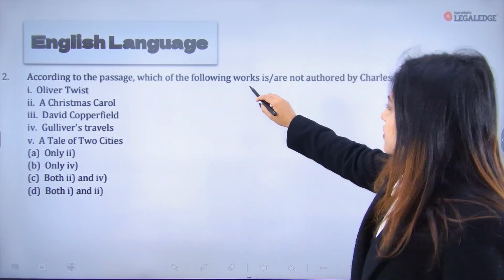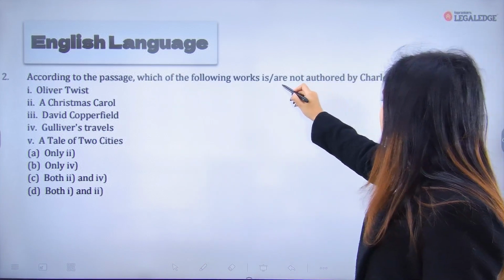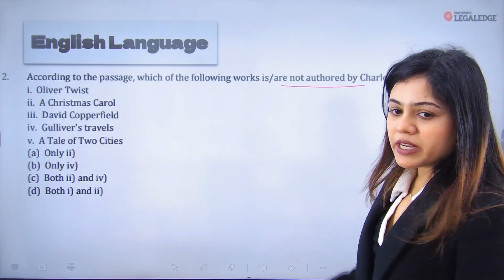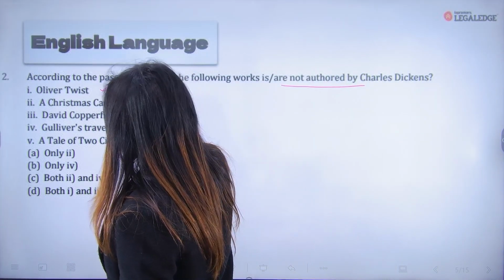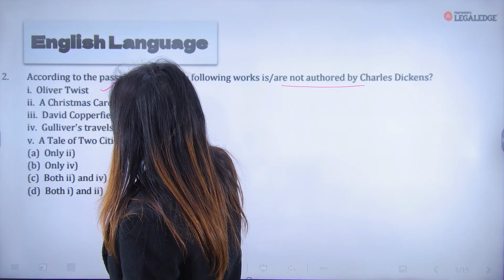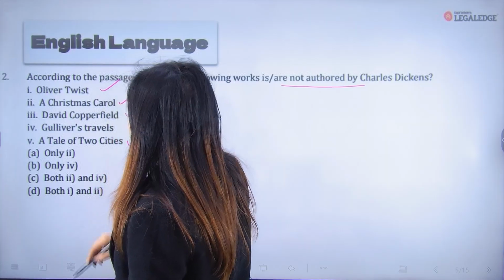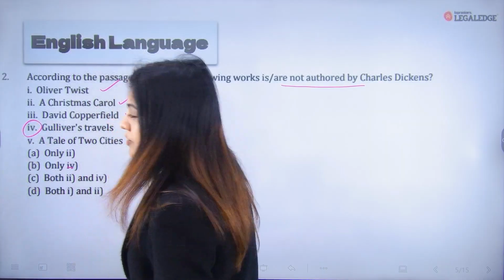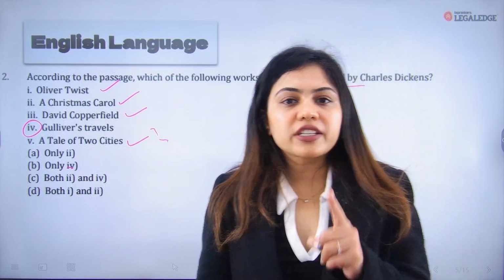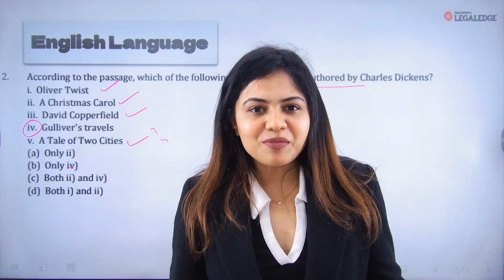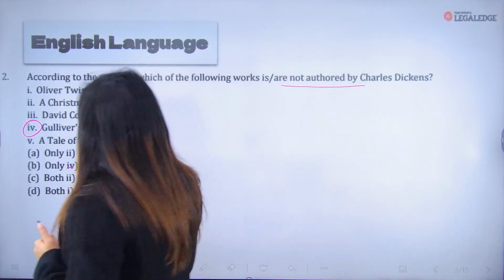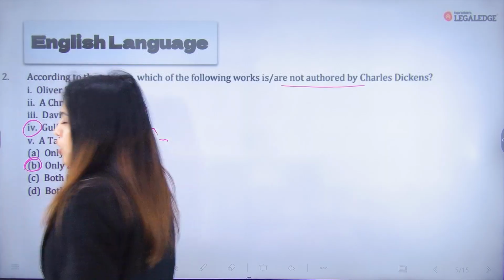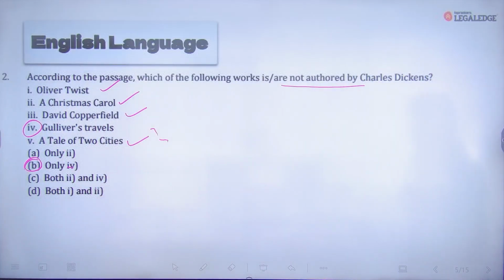Here they have asked us which of the following works is or are not authored by Charles Dickens. So, in the very first paragraph, Oliver Twist was written, Christmas Carol was written, David Copperfield, yes, Tale of Two Cities, yes. It was only Gulliver's Travels which wasn't mentioned there, and also because it's not written by Charles Dickens, it's actually written by Jonathan Swift. So, that brings me to our answer. The answer is only fourth, right? I hope you guys have marked it right.